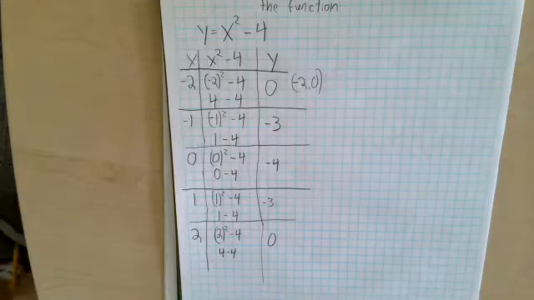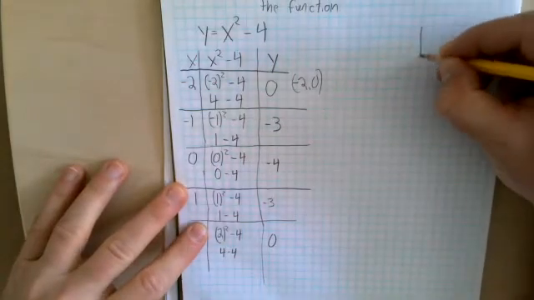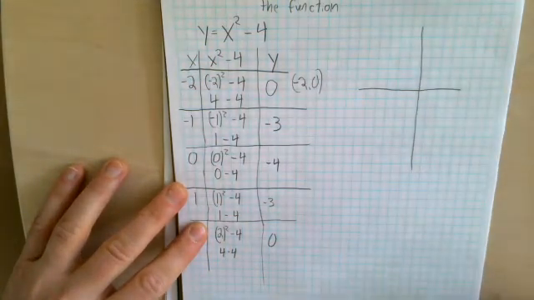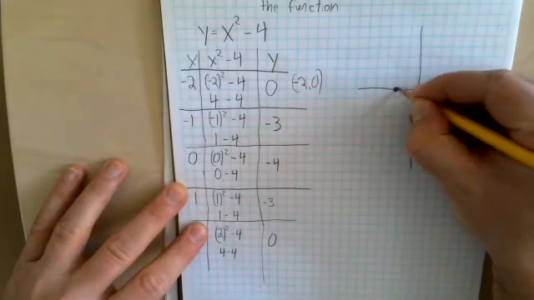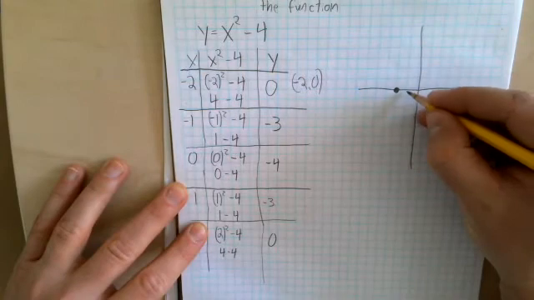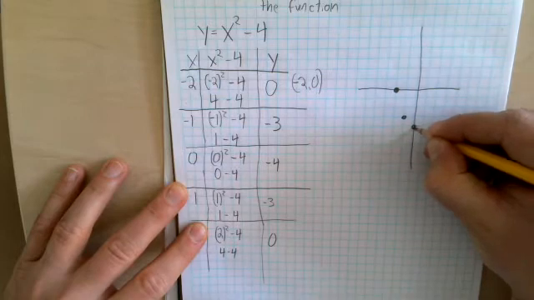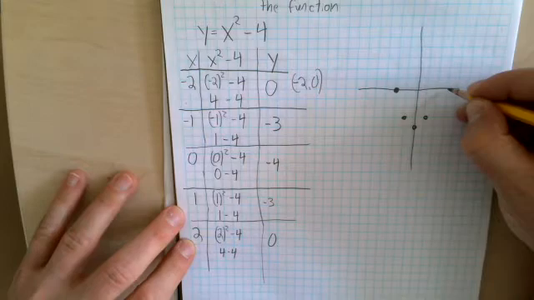Okay, so here are all of our points: -2, 0, -1, 3, 0, -4. Let's create a simple equation, not equation, a coordinate plane. Thank you. -2, 0, 1, 2. Boom. -1, -3. 1, 2, 3. 0, 4. 1, -3. 2, 0.